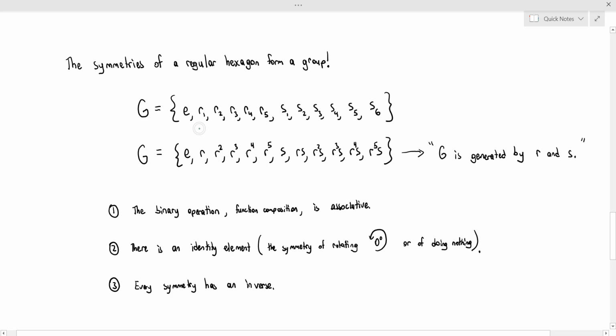Now, we saw how we could express all of the rotations and all of the reflections as products involving R, counterclockwise rotation by 60 degrees, and S, which was the reflection about the vertical axis. Okay. So because every element of this group can be expressed using just R and S, we see that G is generated by the elements R and S, okay?